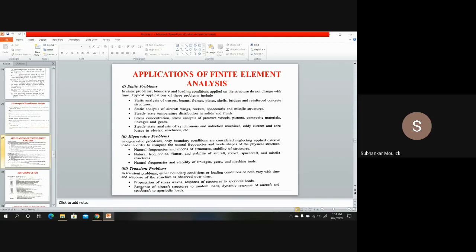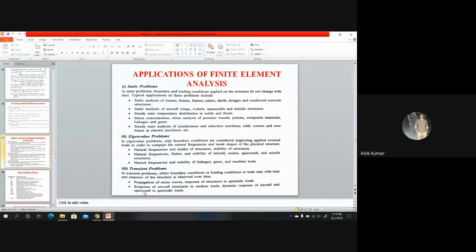What are these transient problems? In transient problems, either the boundary conditions or the loading conditions or both vary with time, and the response of the structure is observed over time. That means in transient problems, either the boundary condition will vary with time, or the loading condition can also vary, or both can vary. Then we call those types of problems transient problems.